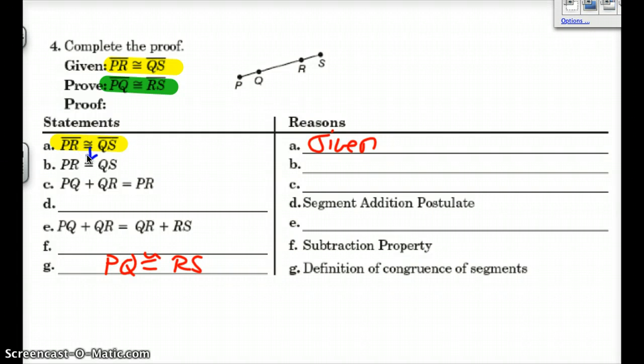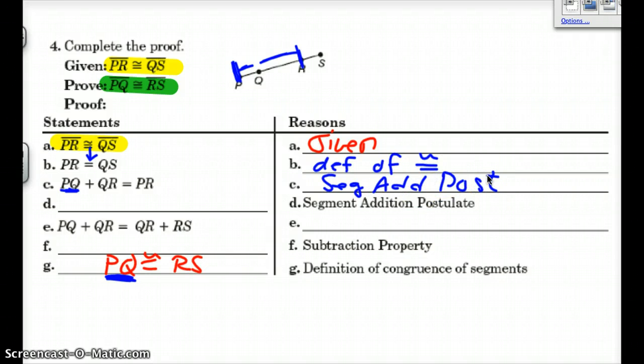So when the congruent changes to an equal sign, that is definition of congruent. In letter C then, what they're saying is, okay, if I want to talk about PQ at the end, I need to introduce it. So they're introducing PQ in letter C. What they've done is they've taken PQ and QR and added them together to get all of PR, and that would be called the segment addition postulate. Again, in letter D, they want to use segment addition postulate. Here's QS, so they want to do segment addition postulate with QS. QR plus RS equals QS.